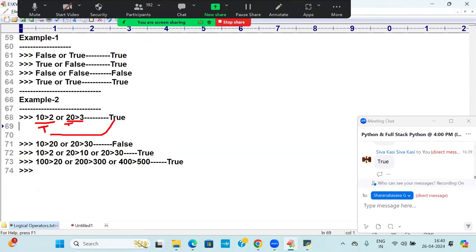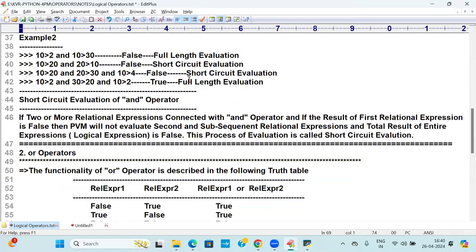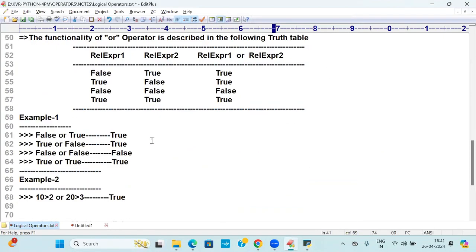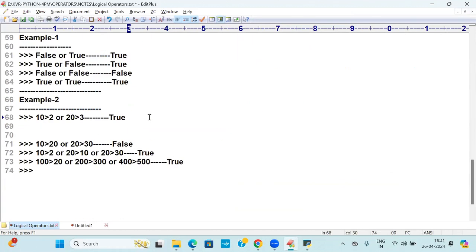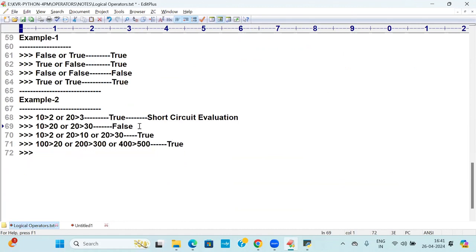Directly it is made as what? Whether it is true or false, it doesn't make any difference. Directly it will go to true. This is known as what? Short circuit evaluation. Are you following? True or false? Come on. Here, sorry, not here. This one. Here I need to write short circuit evaluation.